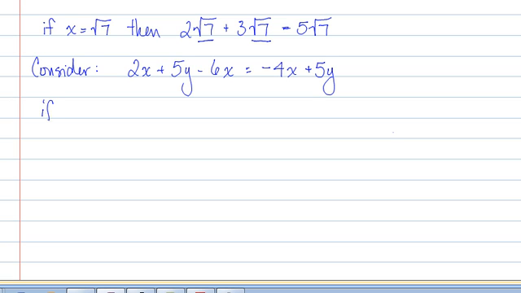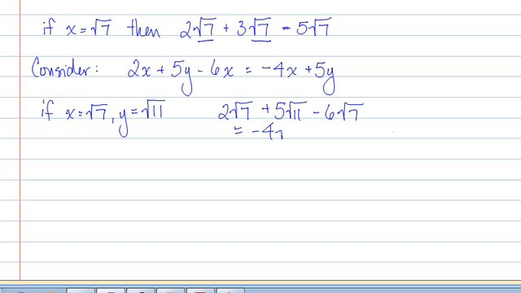So again, if we substitute in x equal to square root of 7, and this time we'll add in that y is equal to, let's say, square root of 11, I can then say that 2 root 7 plus 5 root 11 minus 6 root 7 is going to give me negative 4 root 7 plus 5 root 11, and that's as simplified as it gets.